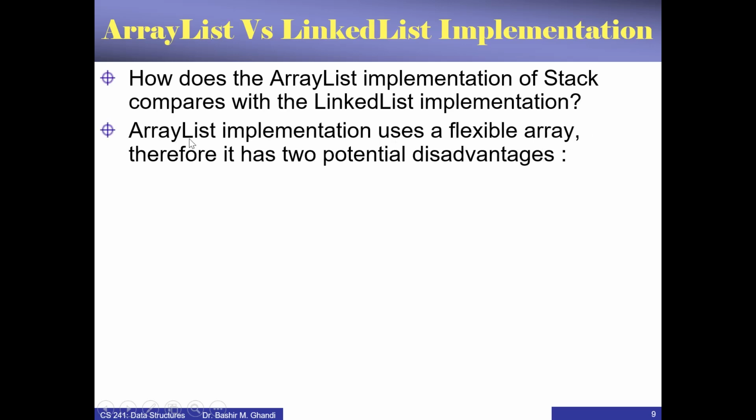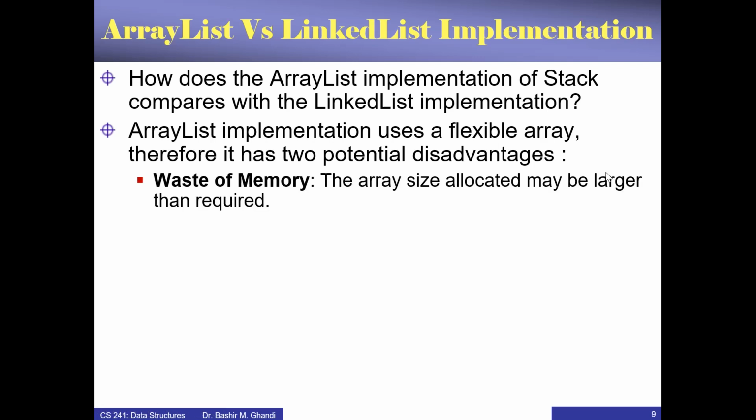We know that the array list implementation uses a flexible array, and therefore it has two potential disadvantages. One of them is waste of memory. Why? Because when creating the array, the size has to be specified either by you or by the Java system. Either way, that size remains allocated throughout the execution, whether you use all of it or not. So if the size allocated is too big for the problem you are solving, definitely you are wasting memory.